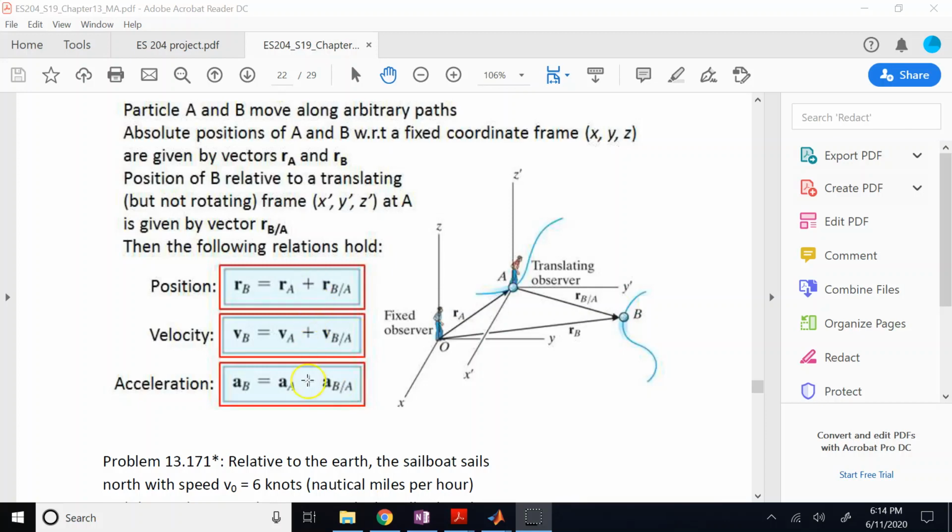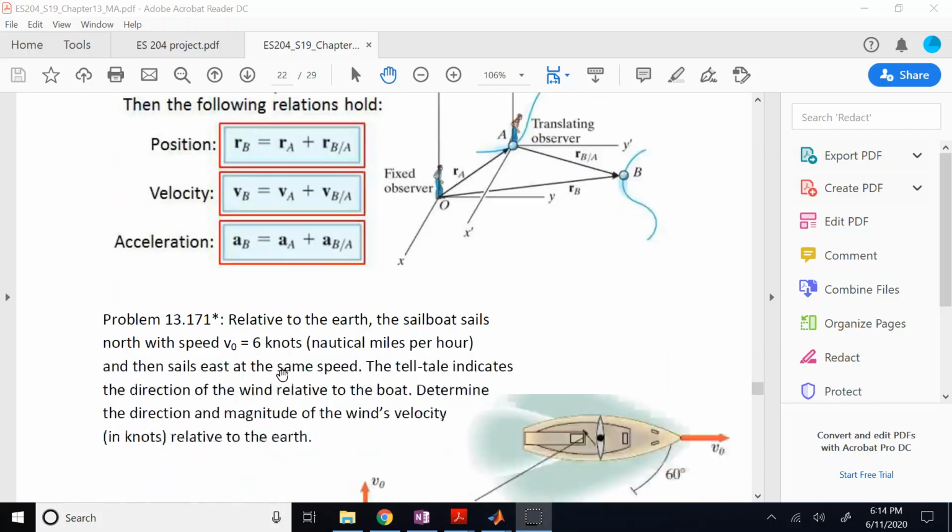So you see, I can easily relate the measurements of particle B from A, these three, to the measurements I make from O, if I know how A itself is moving with respect to me: R_A, V_A, and A_A. If I know them, I can easily add.